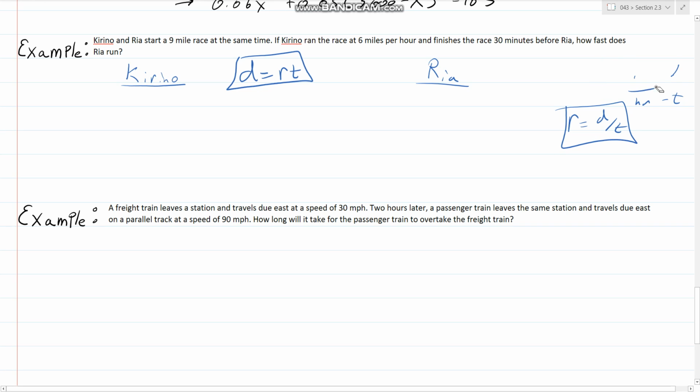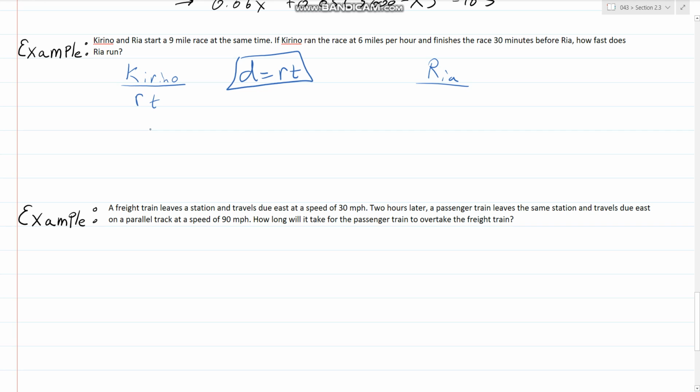Okay, so let's get back to the problem at hand, but we do need to use that equation to be able to solve this problem. All right, so what do we know about Carino's rate? What do we know about their time? And what do we know about their distance? Let's try to break it up.